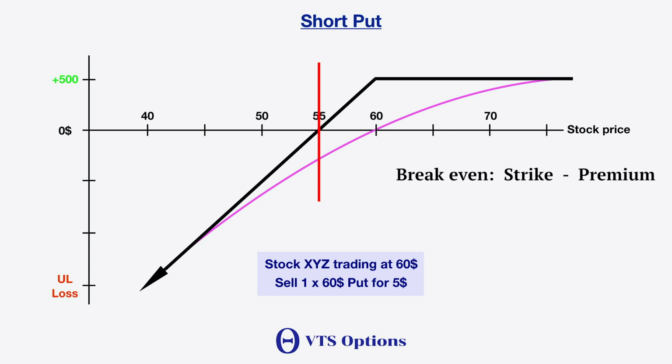But the important thing to note here is, the break-even point at expiration is the strike price selected minus the premium collected. We sold the $60 strike for a premium of $5, so the break-even point at expiration is $55. That's well below the current price of $60. That's what makes these higher probability trades. We just need the price to stay above $55 and profit can be made.